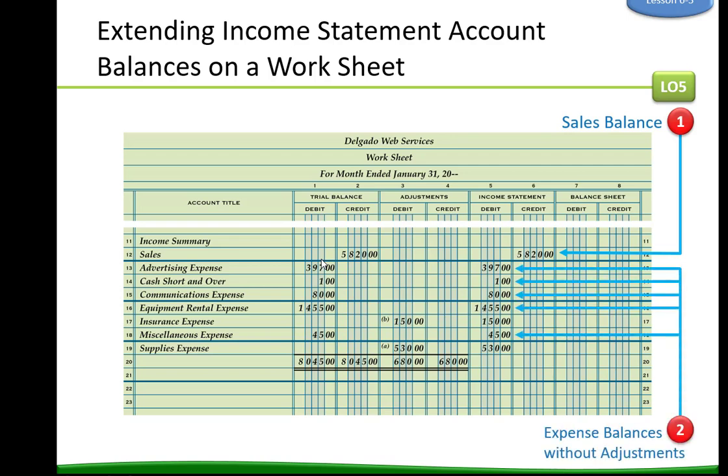Then any of our expenses that don't have any adjustments, or you can do them all at the same time and just subtract out your expenses, or put in your debit balances for the expense accounts. So adjust those.